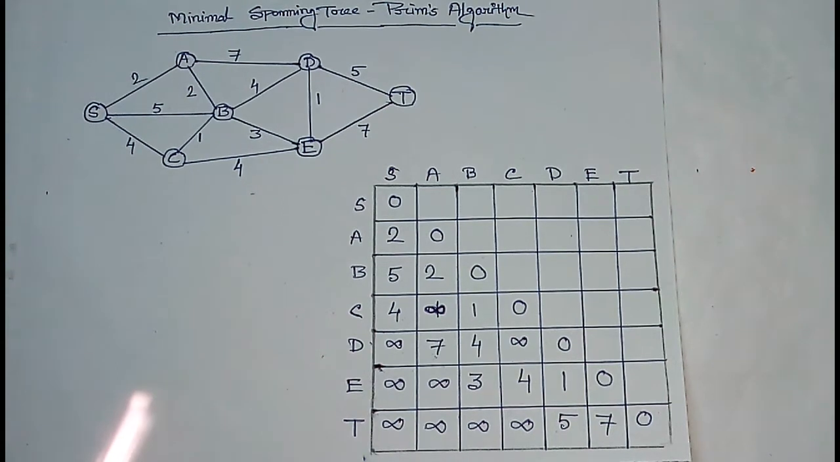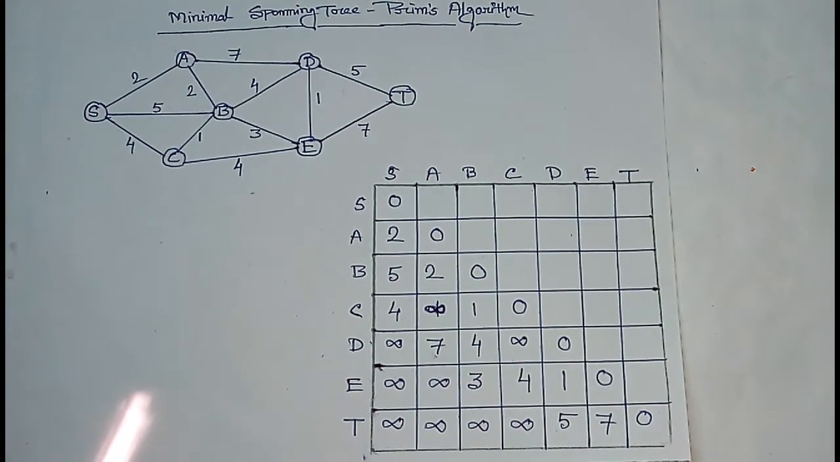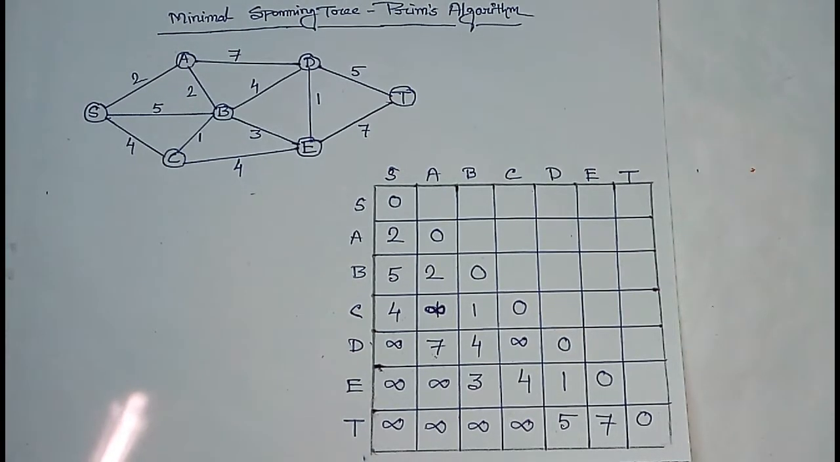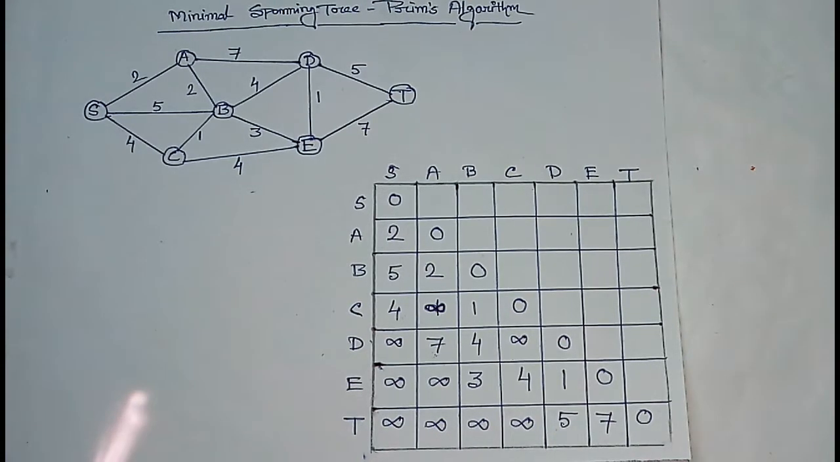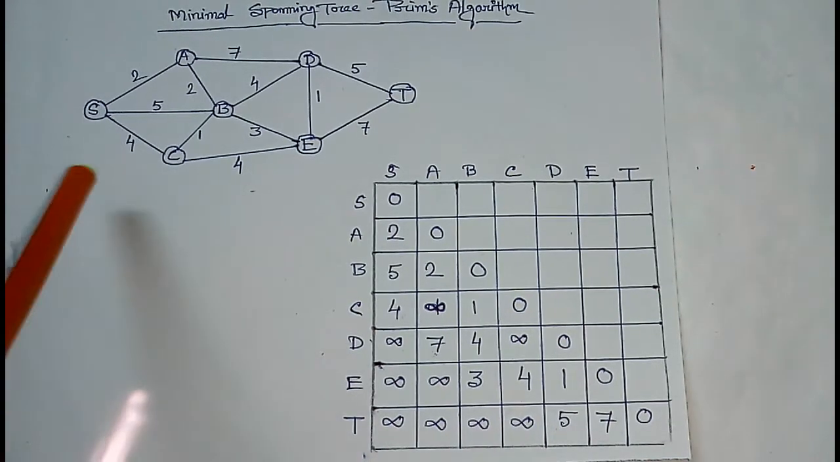Hello everyone, we are going to find the minimal spanning tree of a graph by Prim's algorithm. We know that a spanning tree of a graph is a tree which contains all the vertices of the graph. In this case, we have this graph.